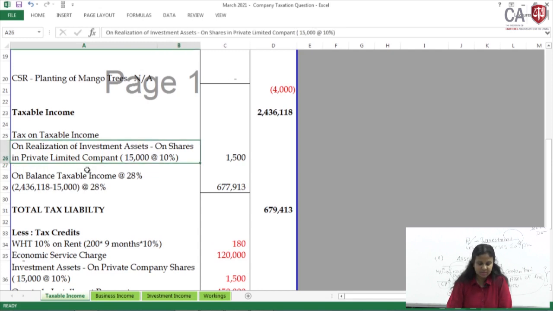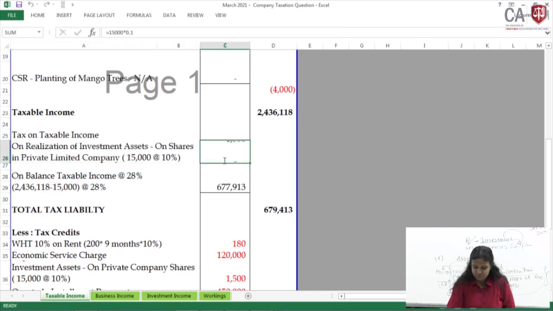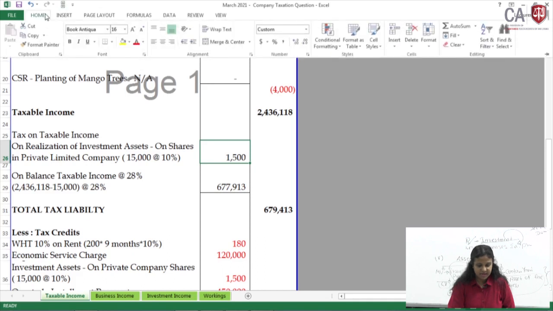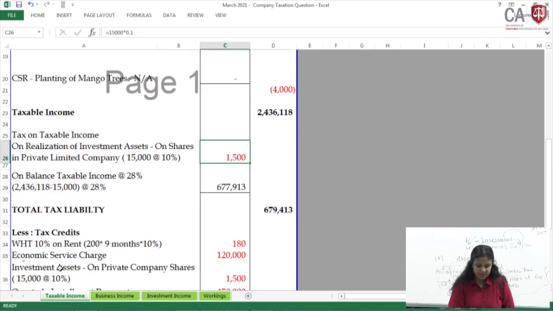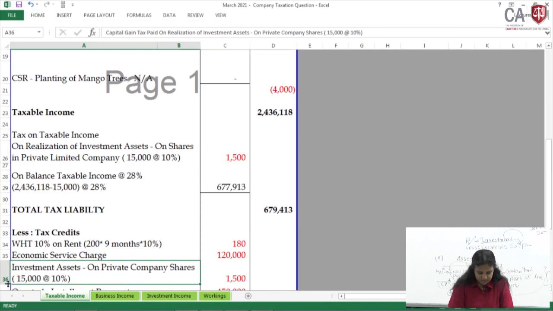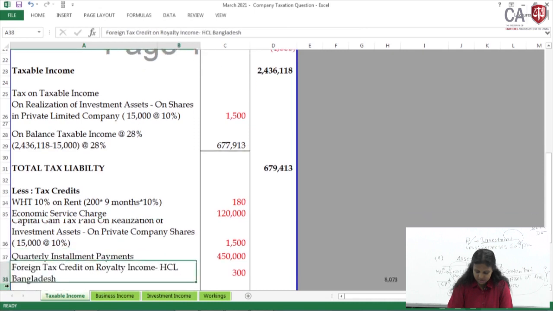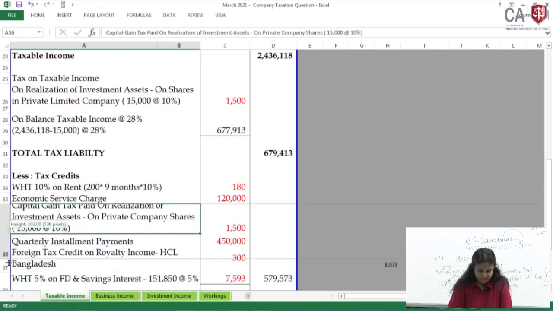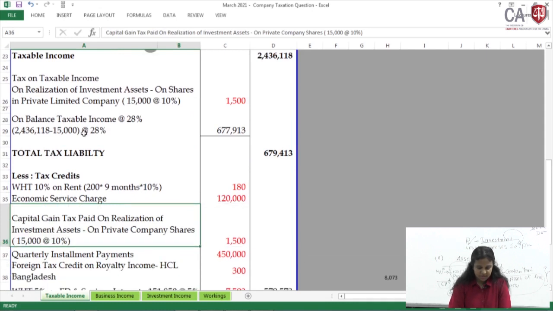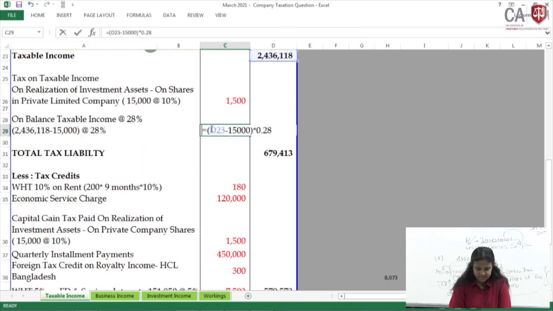Then tax on taxable income, first part on realization of investment asset, on shares in a private limited company. It should be a private limited company. Then 10%, 1,500. Now you don't have any worries. The capital gain tax paid we have included as a tax credit, the same in the investment asset on capital, the private company shares, the payment of the capital gain tax. Okay. Then the next one, the balance income tax. Balance income tax we have to take on the balance taxable income at the rate. How to compute the balance income tax? 2.436 minus 15,000 at the rate of 28%.